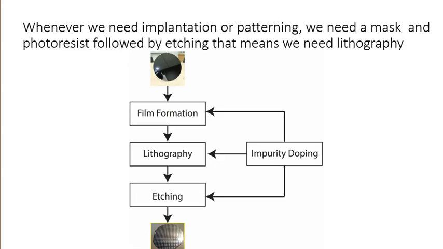Formation of wafers require a series of steps consisting of deposition of oxides, deposition of metals, implantation, and patterning. Implantation and patterning require lithography. In this lecture, I assume that you know lithography.